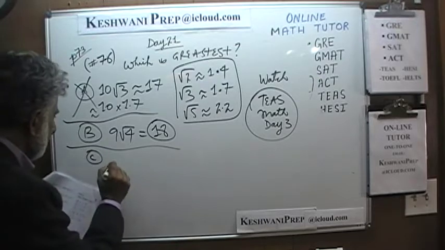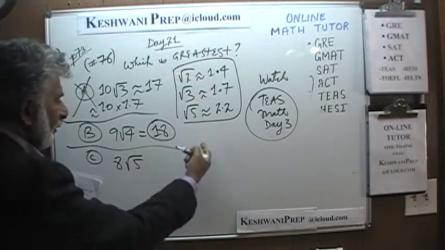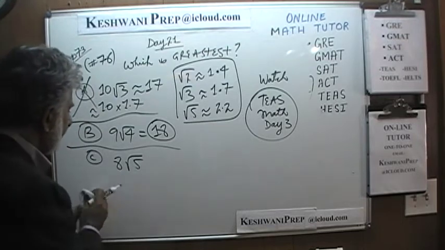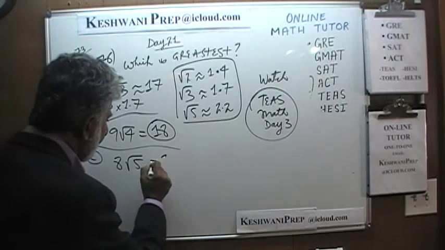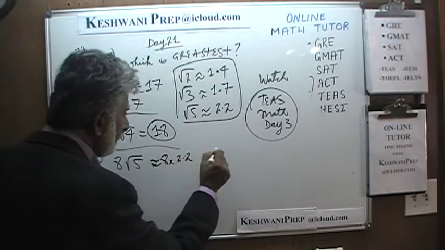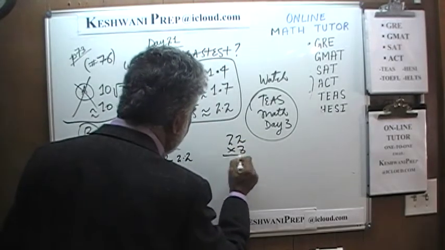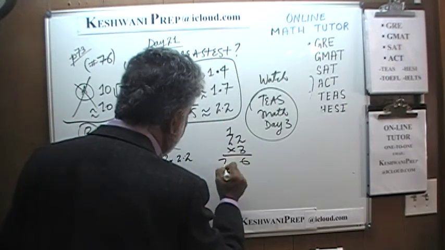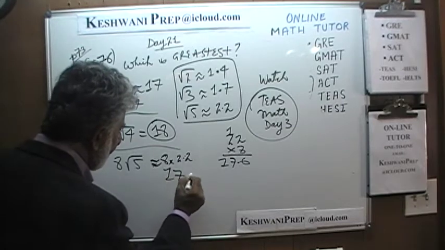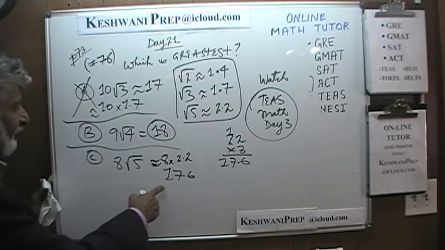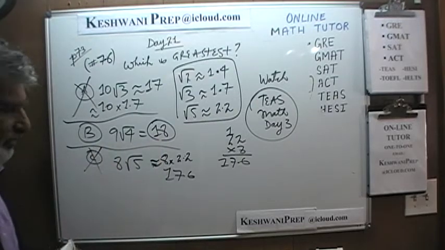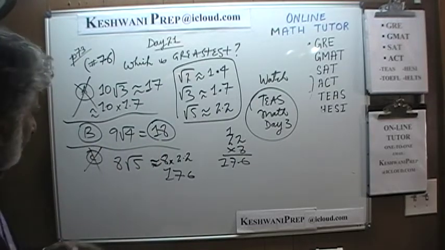Let's look at C. C says 8 times root 5. Again, they come in very handy. 8 times root 5 is approximately, not exactly, approximately 8 times 2.2. Do it out here. 22 times 8 is 16, carry 1, 16 plus 1 is 17. So this guy is approximately 17.6. And this is already 18. That rules out C. The answer is not C. So far the winner is B.